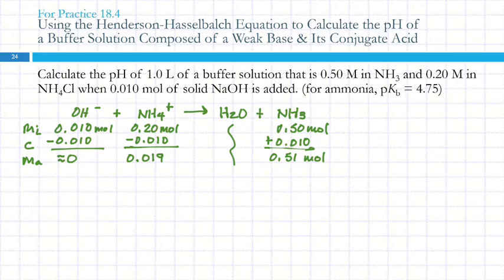So we're saying, okay, the buffer is going to completely neutralize what we threw in there. Is that going to cause a little bit of shift in the equilibrium? Yes, it is. That's why we have to do an equilibrium problem or the Henderson-Hasselbalch equation. So these are moles. We want molarities. So we're going to divide by the volume, right? Divide by 1 liter. So this is 0.51 moles per liter. And this is 0.019 moles per liter.